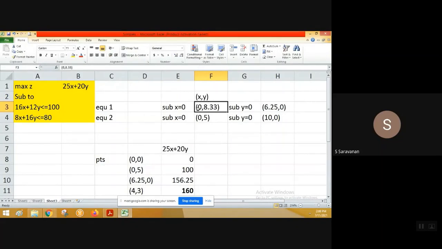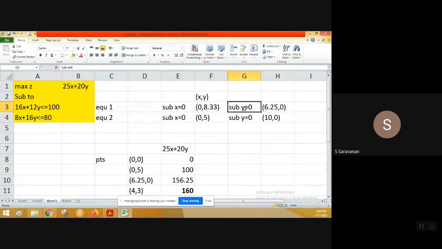When x equal to 0, just substitute x here. So 16 into 0 will become 0, so 12y will now equal 100. So y equals 100 divided by 12. You will get y is 8.33. So the coordinate when you substitute x equal to 0 is 0 comma 8.33. When you divide 100 by 12, obviously you will get more than 8, right? So it's going to be 8.3 something.